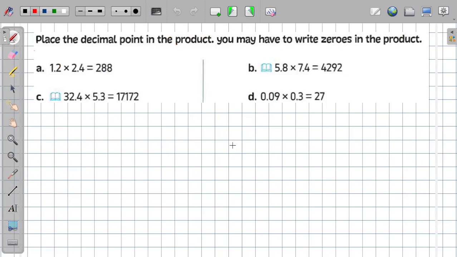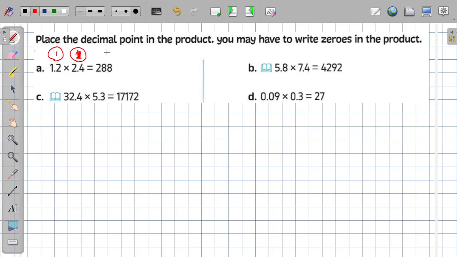Next, I have an example like this. It says, place the decimal point in the product. You may have to write zeros in the product. So here I have 1.2 by 2.4. Here I have one decimal place, and here I have one decimal place.